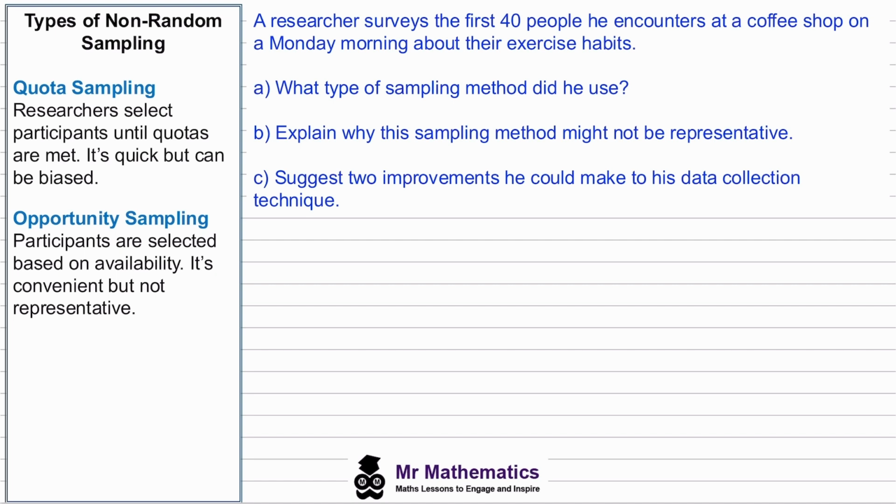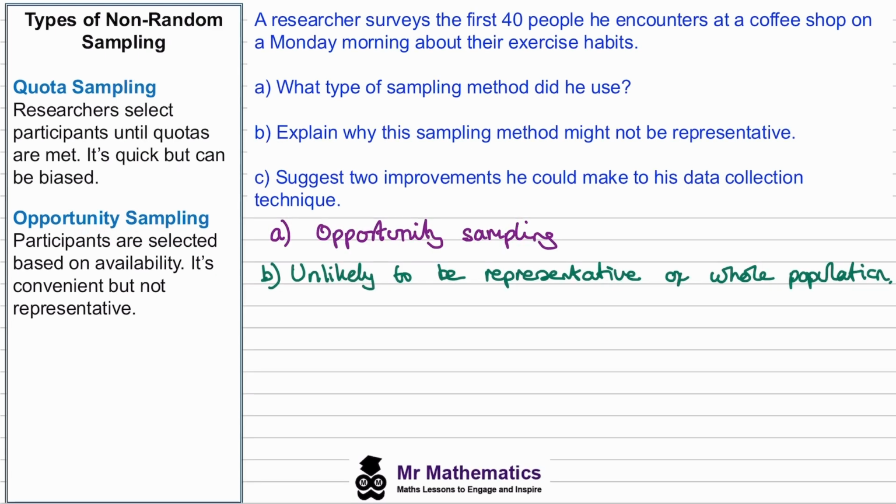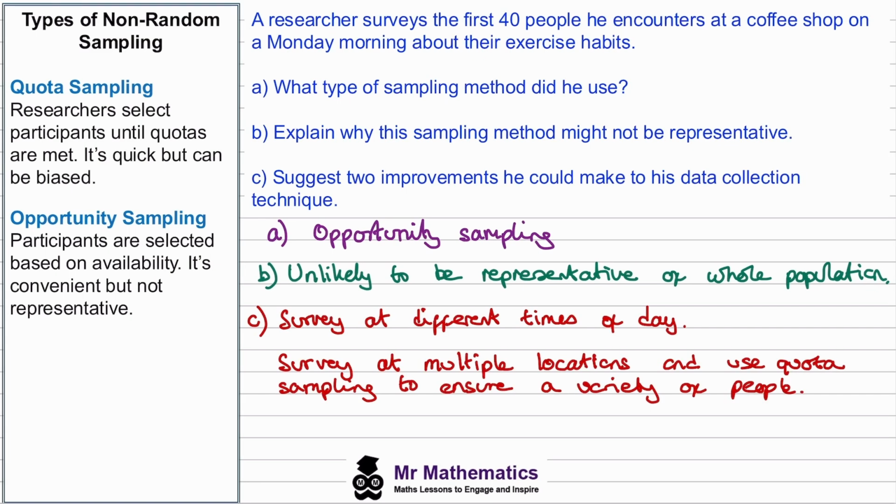Okay, so welcome back if you had a go. Because we're told he surveyed the first 40 people he encounters, this would be opportunity sampling. For part B, because he's used opportunity sampling, this is unlikely to be representative of a whole population. And then for part C, to improve the sampling technique, he could survey at different times of day, and he could survey at multiple locations and use quota sampling to ensure a variety of people.